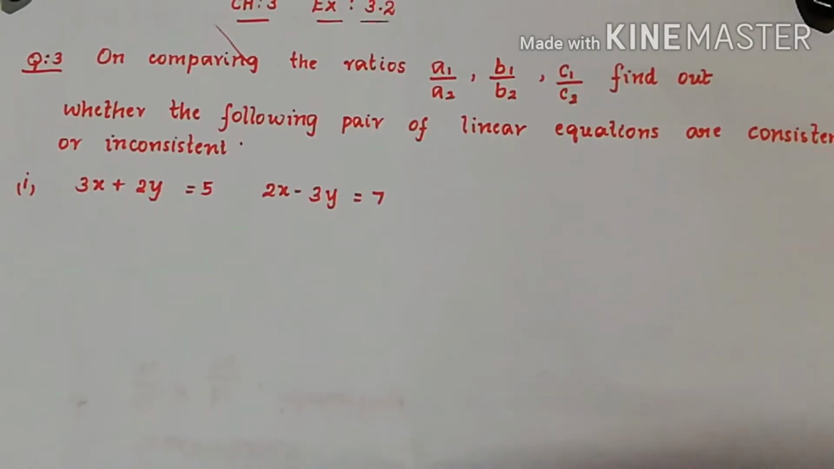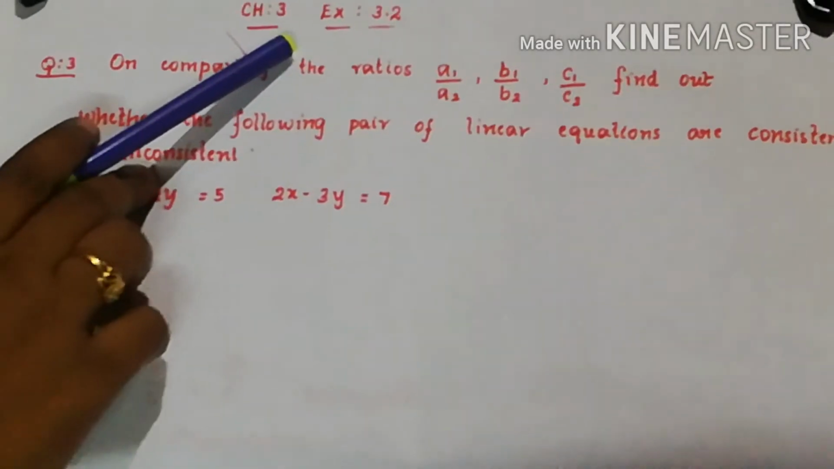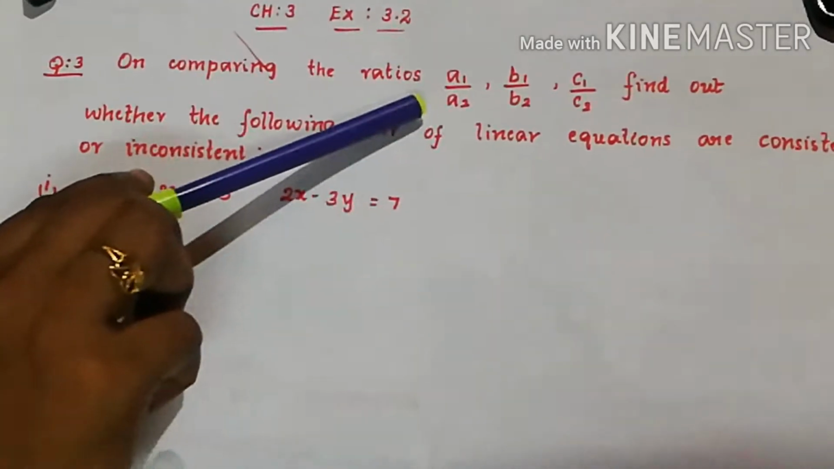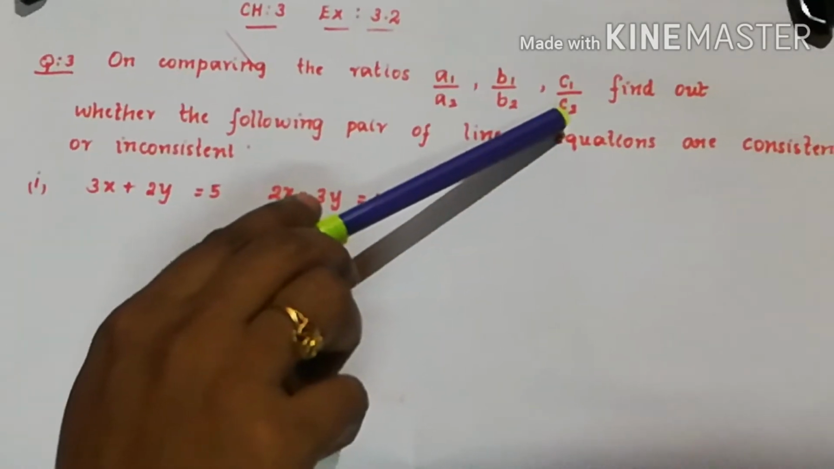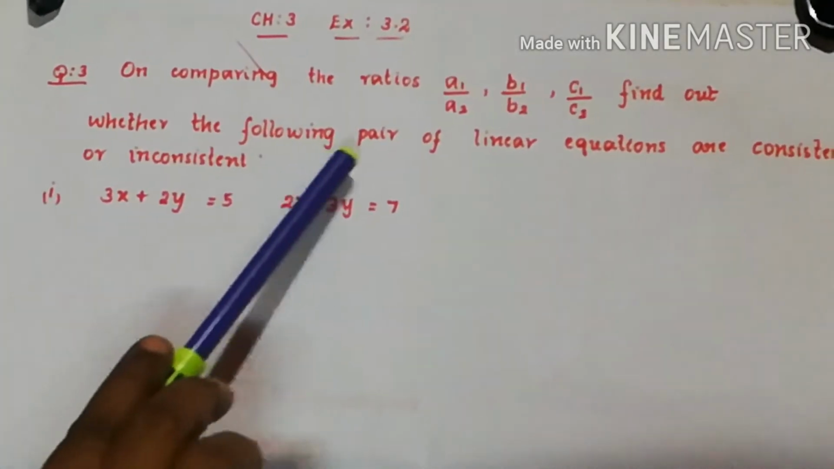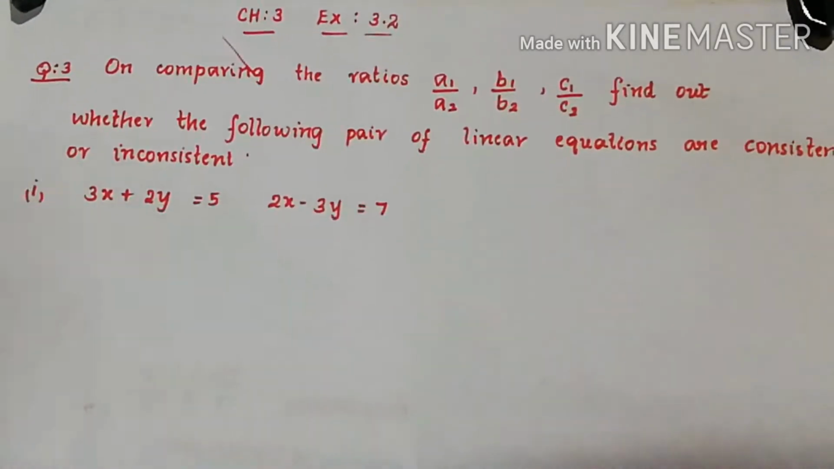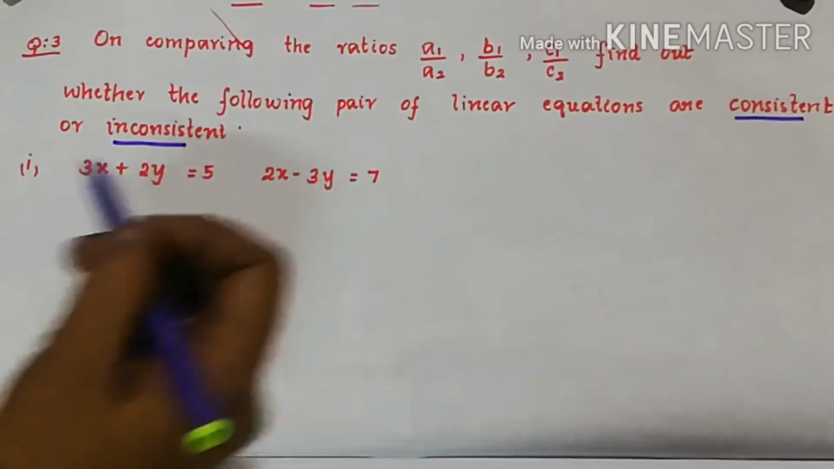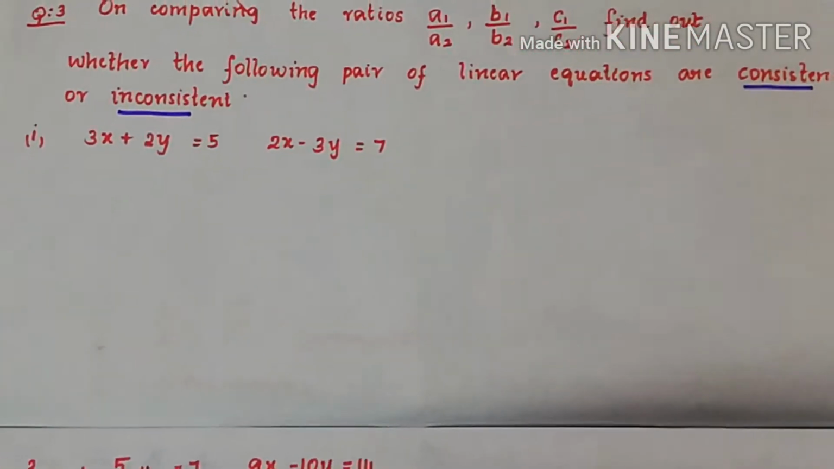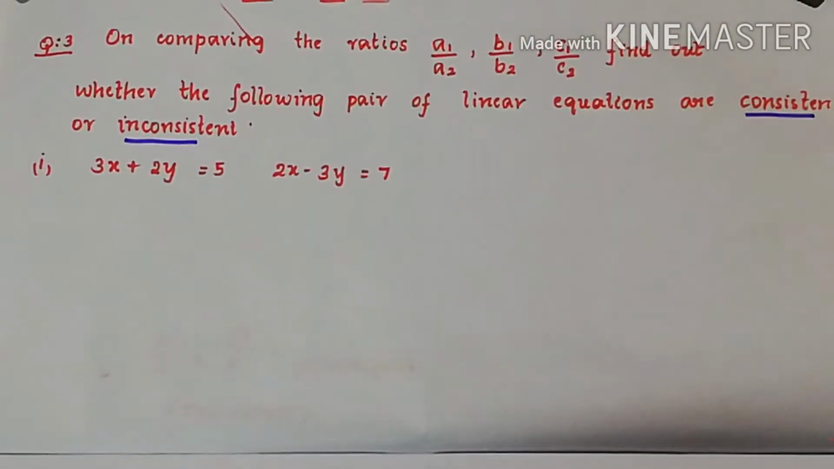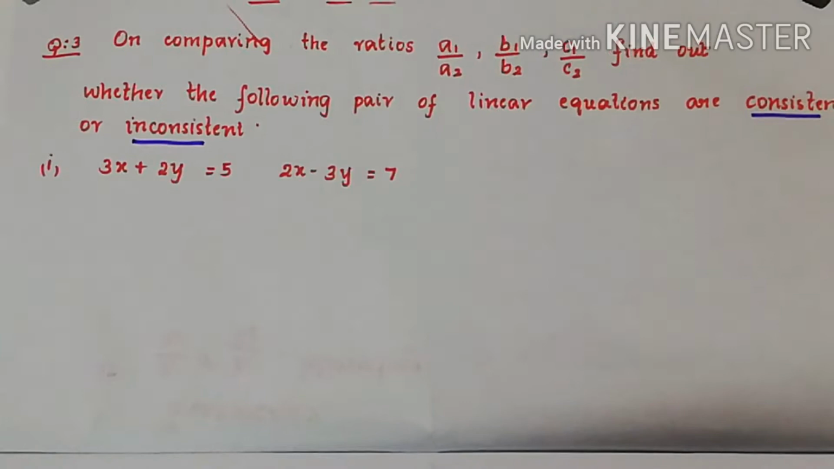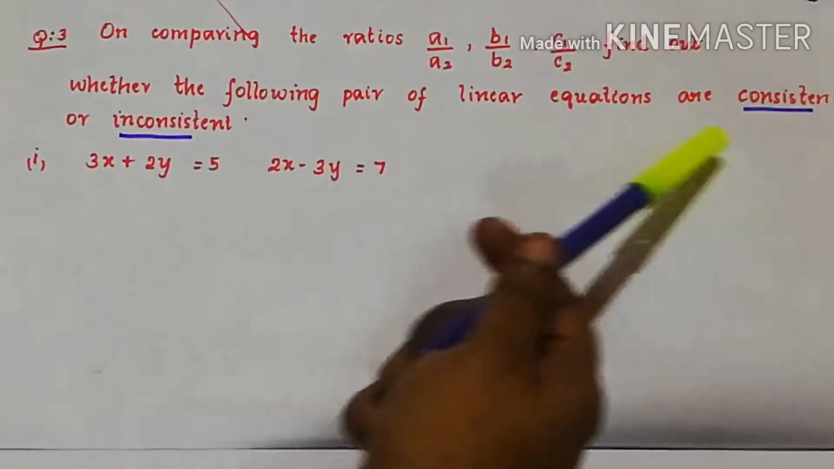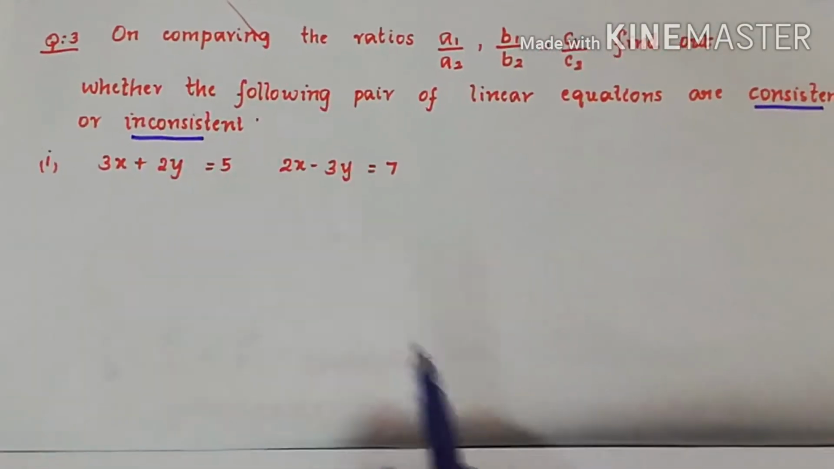Good morning, students. This is exercise 3.2, question number 3. On comparing the ratios A1 by A2, B1 by B2, C1 by C2, find out whether the following pair of linear equations are consistent or inconsistent. Last class you have seen whether the pair of linear equation lines intersect at a point or whether they are parallel or coincident. So now today is question number 3. They have asked you to check whether the linear equations are consistent or inconsistent.